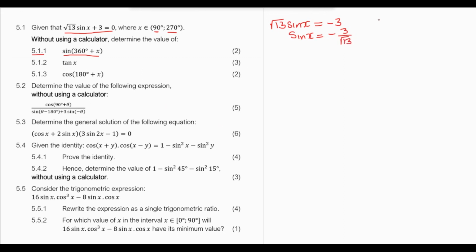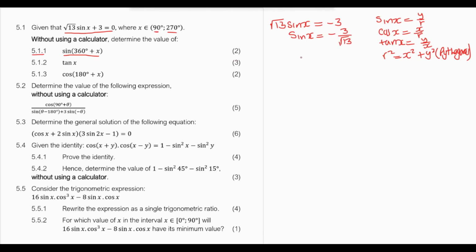Right, I want you to remember that sine x in terms of x, y, and r, sine x is equal to y over r. Cos x is equal to x over r. And then tan x is equal to y over x. And then remember that r squared is equal to x squared plus y squared. That's from the Pythagoras theorem. So now we have sine x is equal to negative 3 over square root of 13.